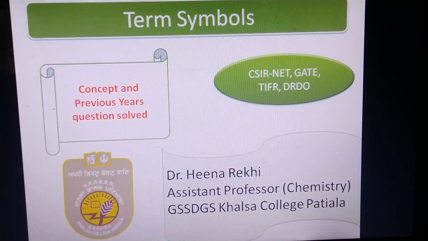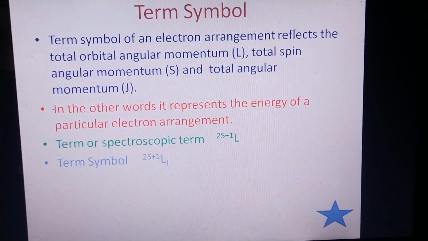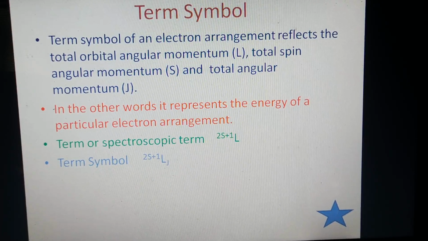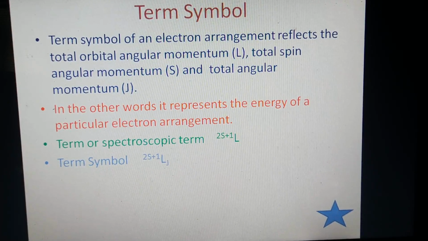I'm here again for my next video on the topic of term symbols. So, a brief introduction about term symbols. The term symbol of an electron arrangement reflects the total orbital angular momentum, total spin angular momentum and total angular momentum. For calculating the term symbols, we refer to three terms: the L term, S term and the J term. It represents the energy of a particular electron arrangement.